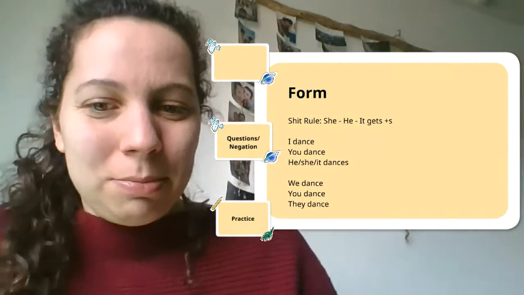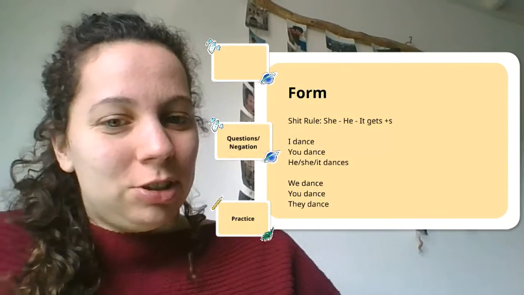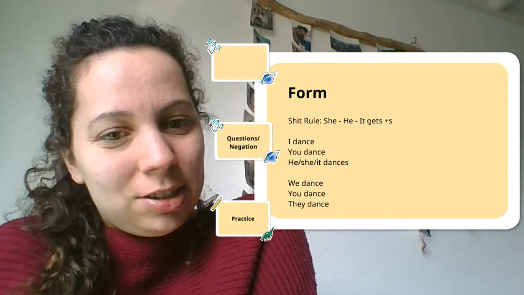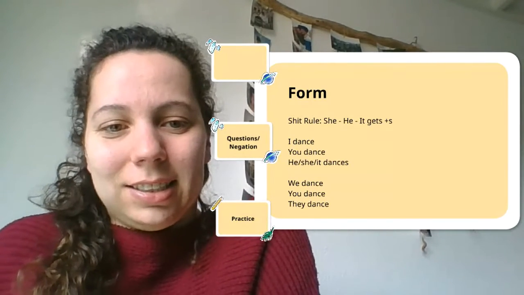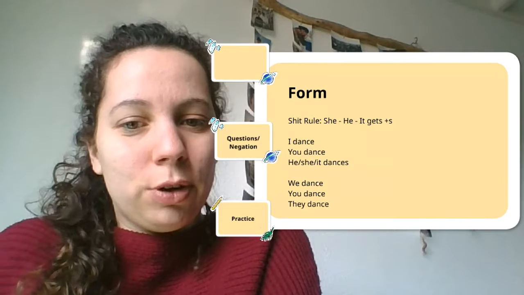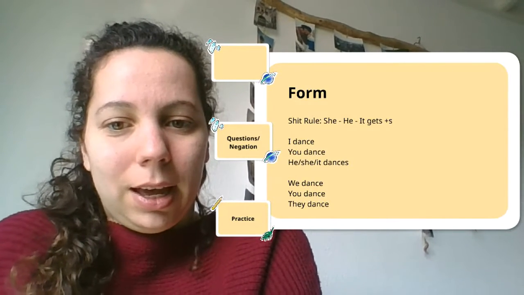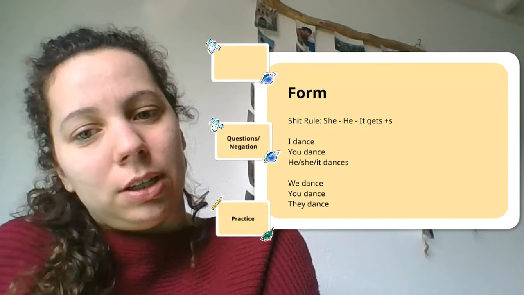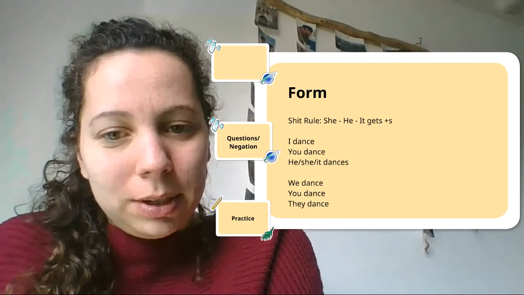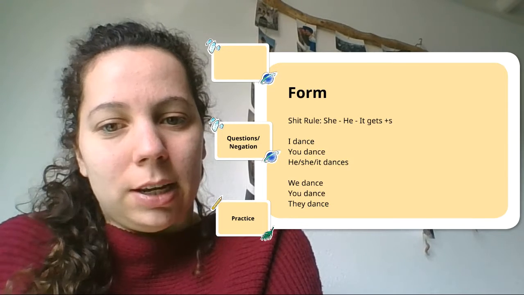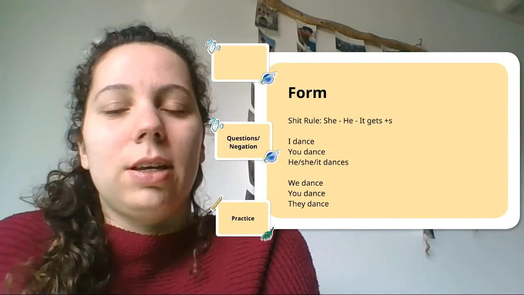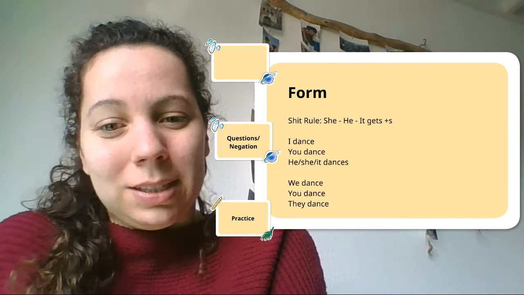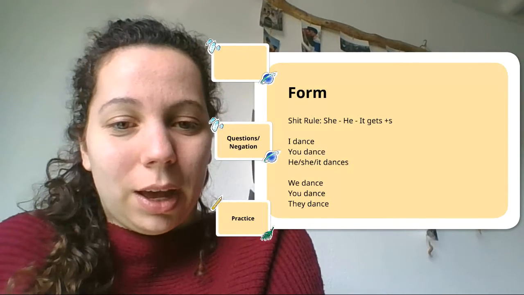So the form of the present simple, we usually teach people the shit rule for that one. And the shit rule means that she, it gets an extra S. All the other forms are the stem of the verb. The stem of a verb is very easy to find in English. In a dictionary, you usually find the stem of the verb. In your word list, it might say to dance, for instance, and then the stem of the verb is dance. So basically, it's a dictionary form of the verb.